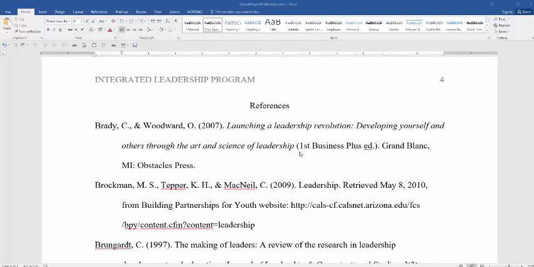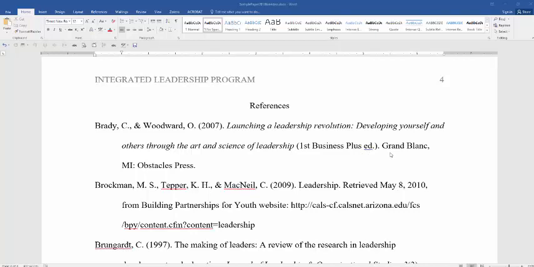If this particular work is an edition other than the first edition, then you indicate that information. First editions, you do not indicate. That is the assumption. In this case, this is the first Business Plus edition, and we abbreviate edition.